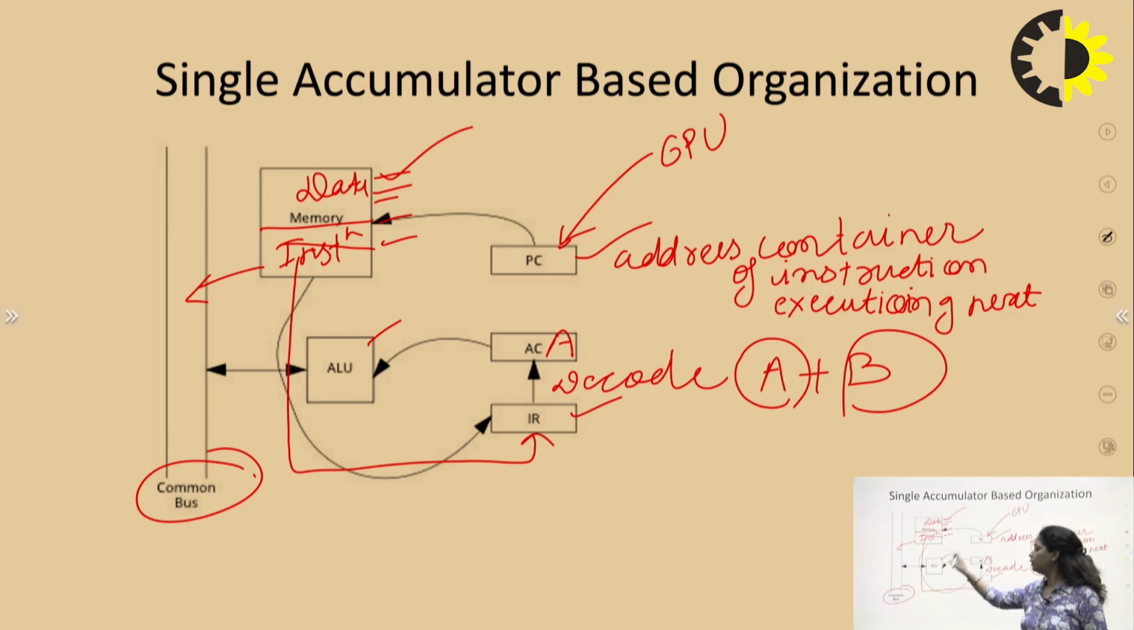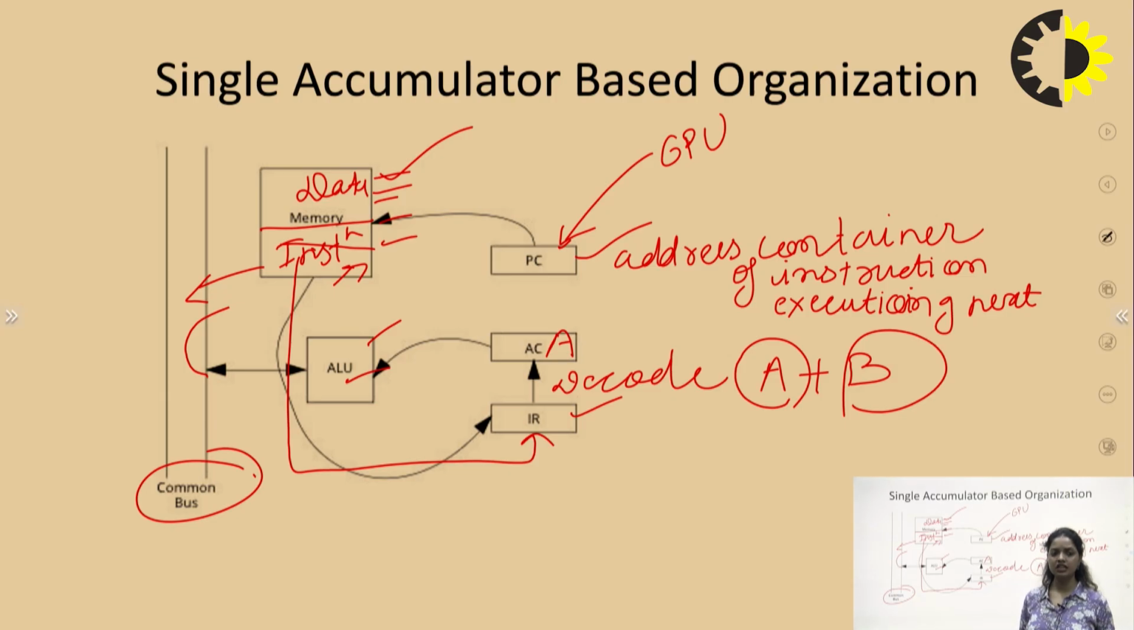The ALU will perform the arithmetic and logical operation, and the result of that operation will be floated from the common bus system and stored in the memory. And the same cycle is followed until that set of instructions gets executed. One by one, the instructions' addresses are stored in the program counter. Each time the program counter is incremented by 1.